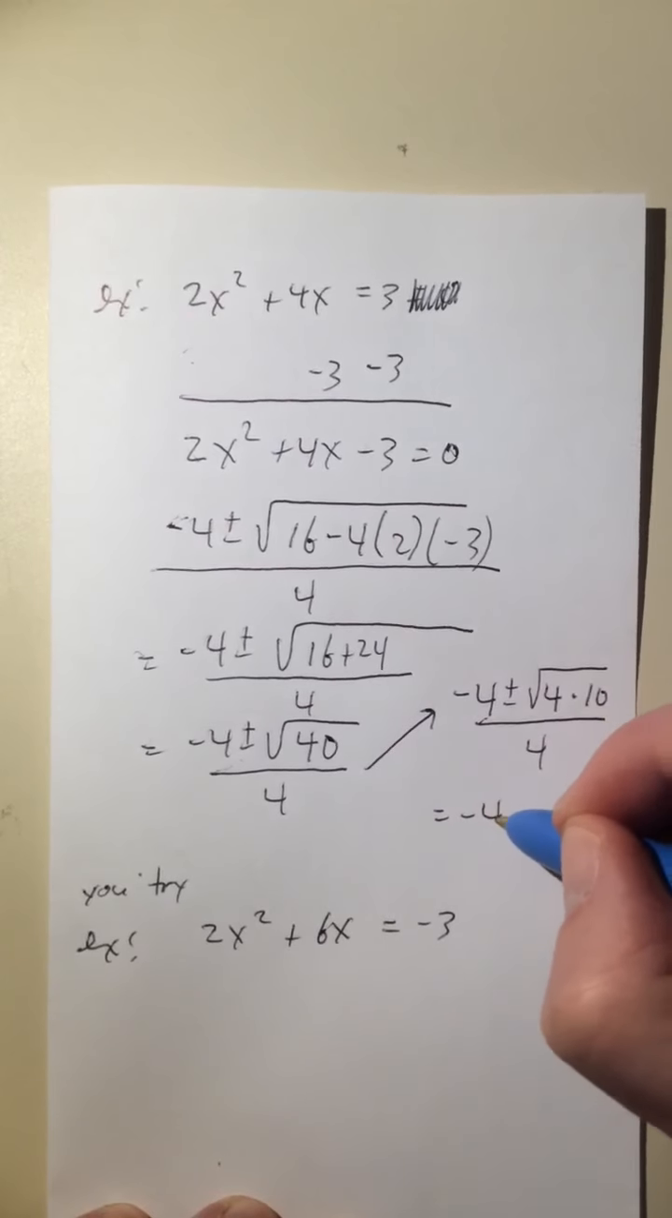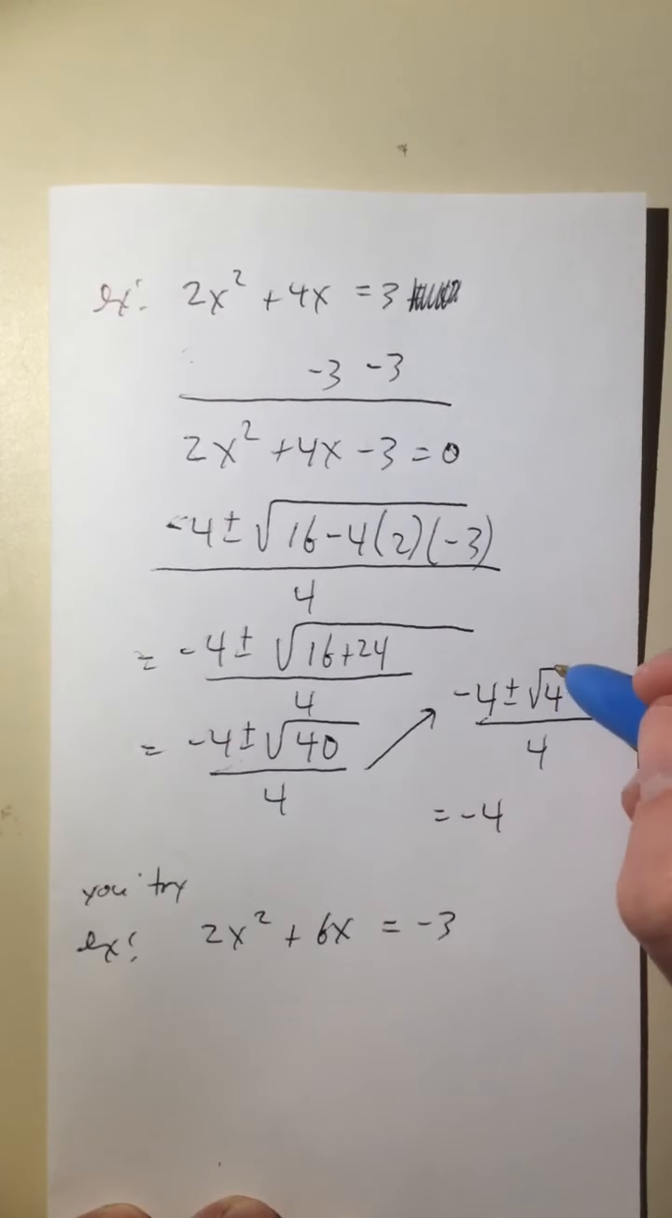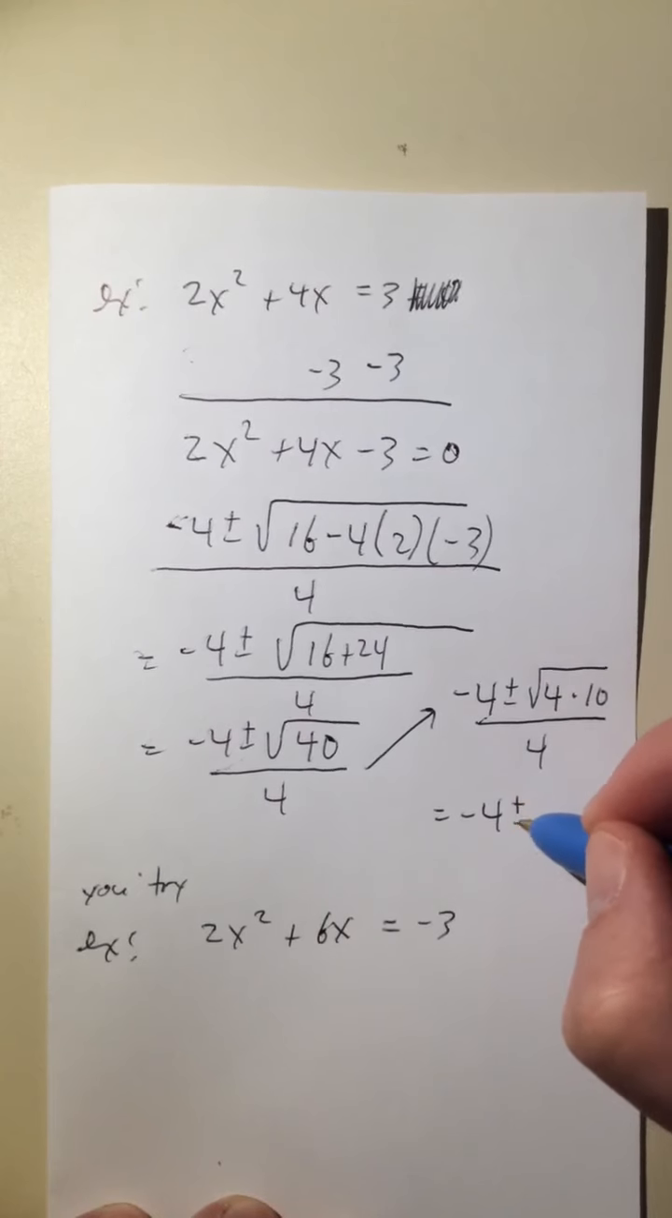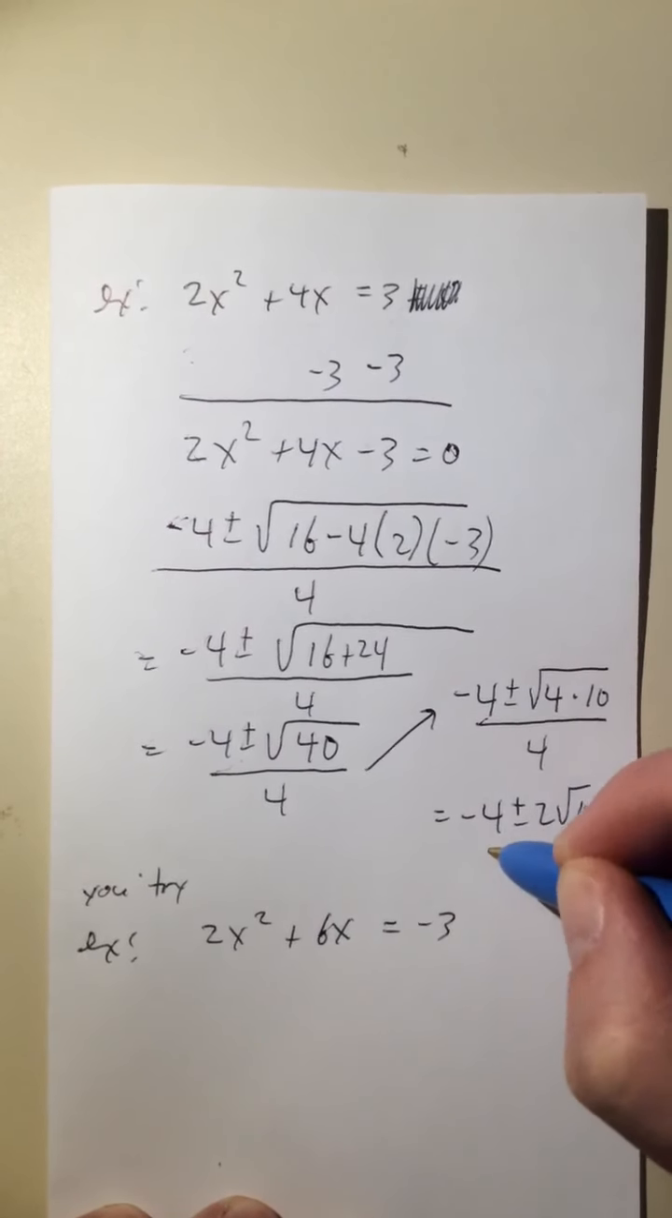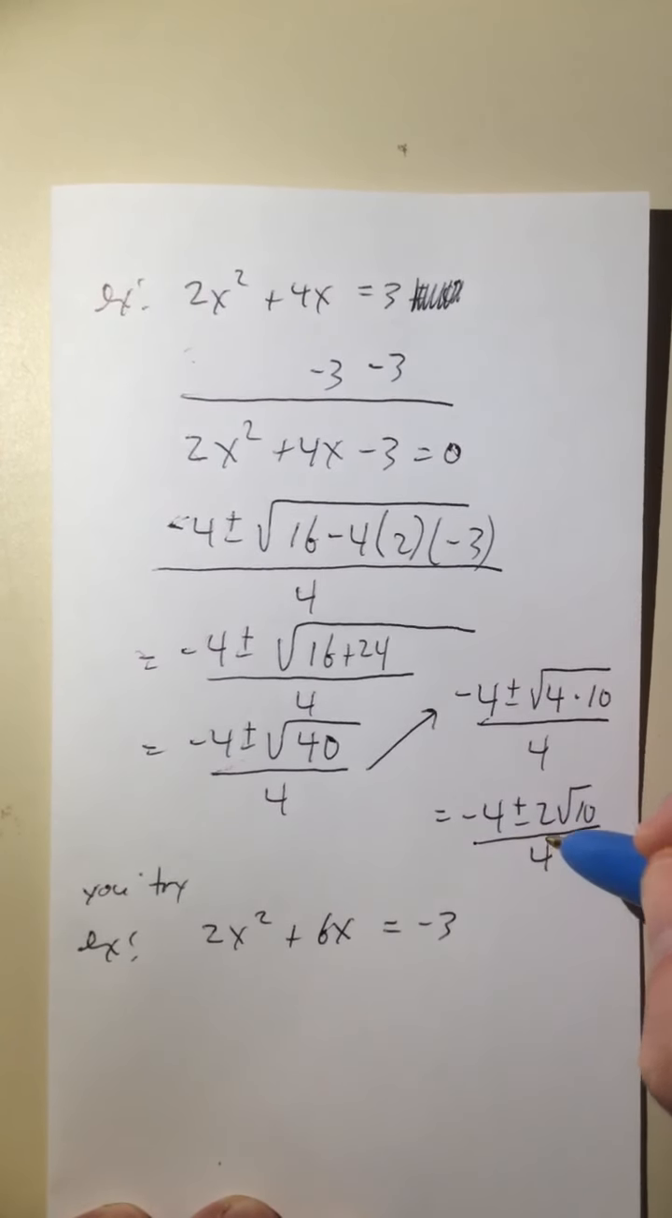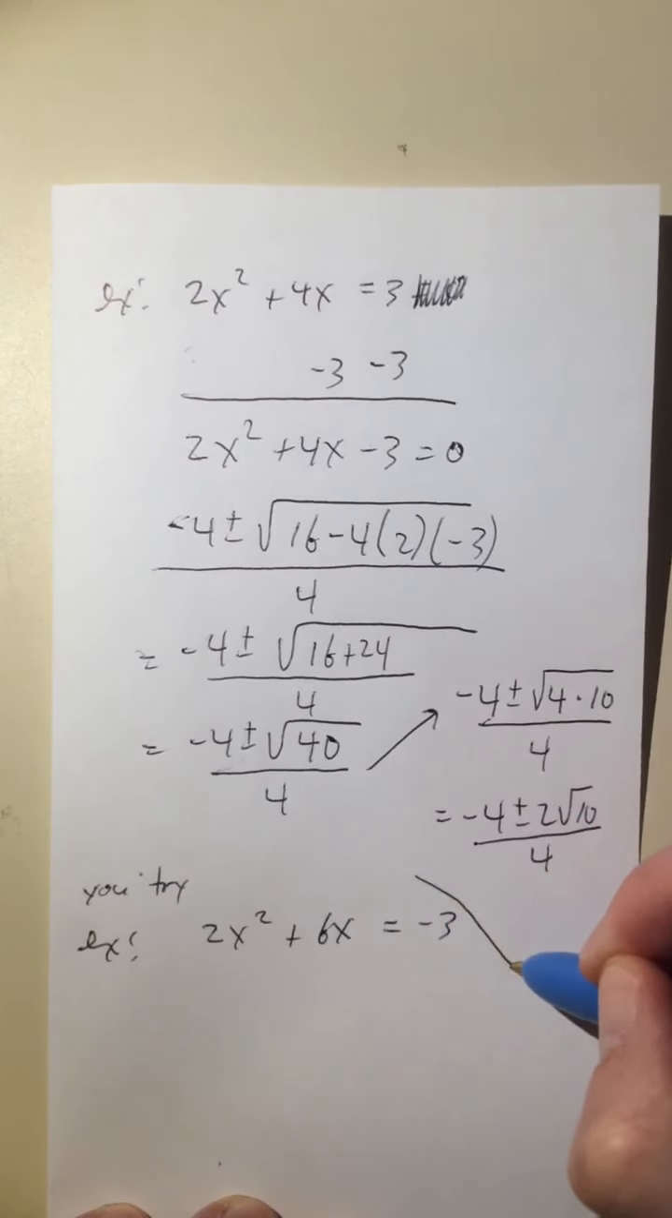And then we have -4. And the 4 is square rootable, so we take the square root and put it on the outside, plus or minus 2 root 10 over 4. And man, we are really running out of room here.